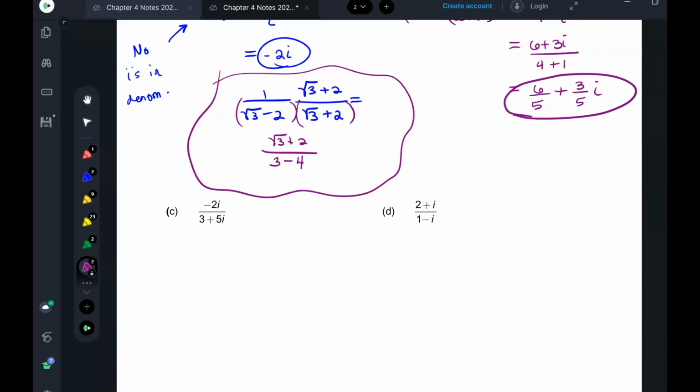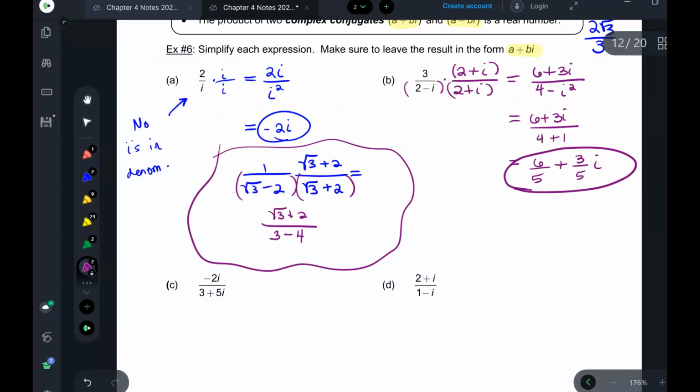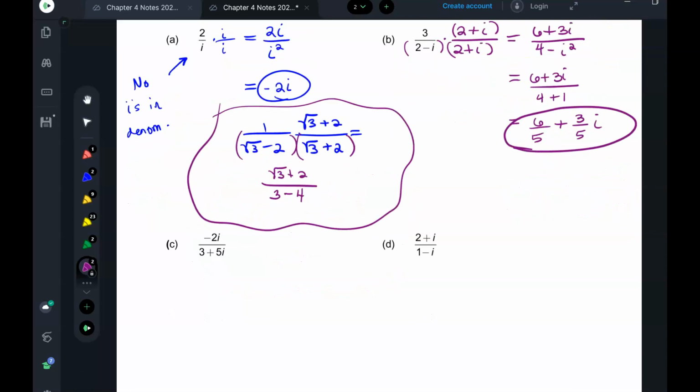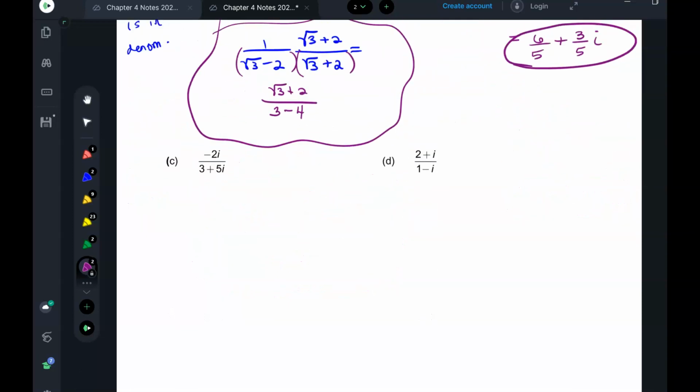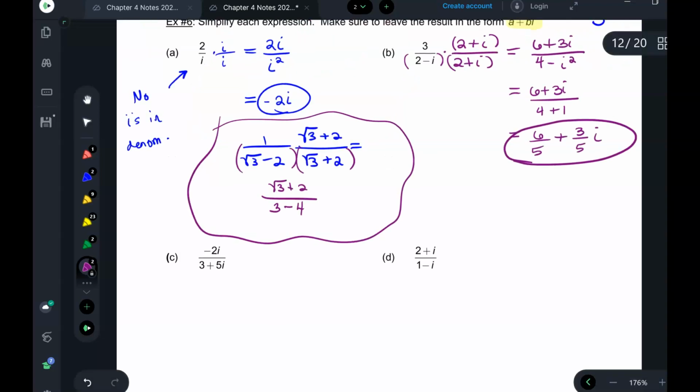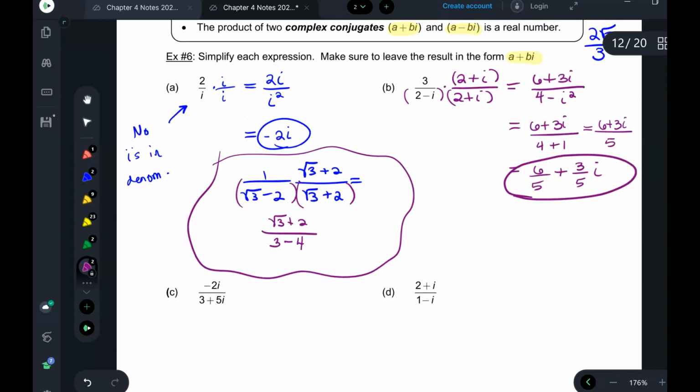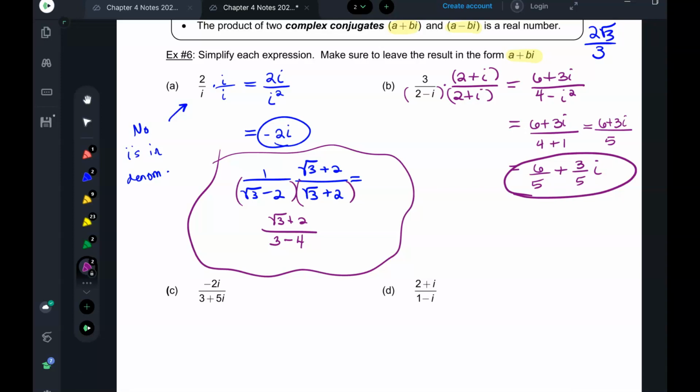But technically, the first thing we did is right, because 6 plus 3i is all in the correct order. I'm saying the 6 plus 3i over 5 is correct, right? We just leave it like that. But is it in the form? Just make sure to write it as that. I'll remind you when we have the test.